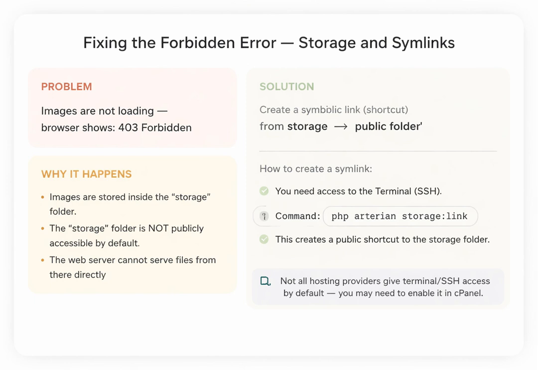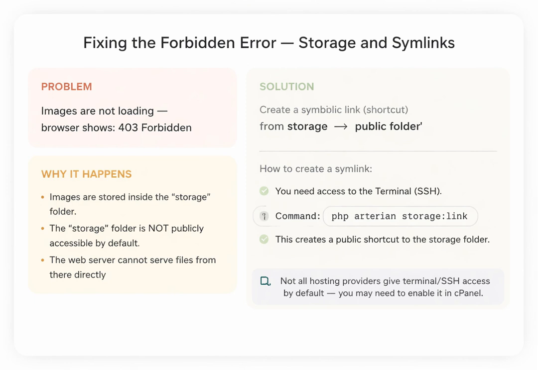To fix this, you need to create what's called a symbolic link, essentially a shortcut, that points from the public folder to the storage folder. This makes the images accessible for the web. The way to create this symlink is through the terminal using the command php artisan storage:link.